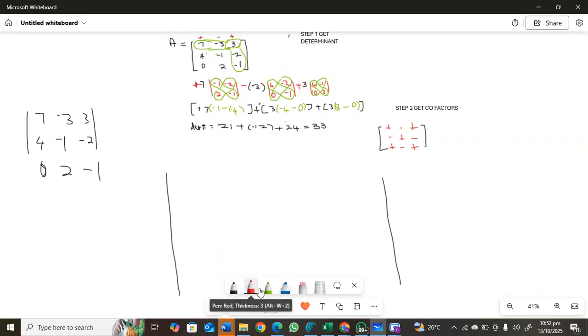Okay, so we're going to start. For our first cofactor, you circle this 7. Get rid of this and this. So our first cofactor is this negative 1, negative 2, 2, negative 1. This same one we got here comes back again. Negative 1, negative 2, 2, negative 1.